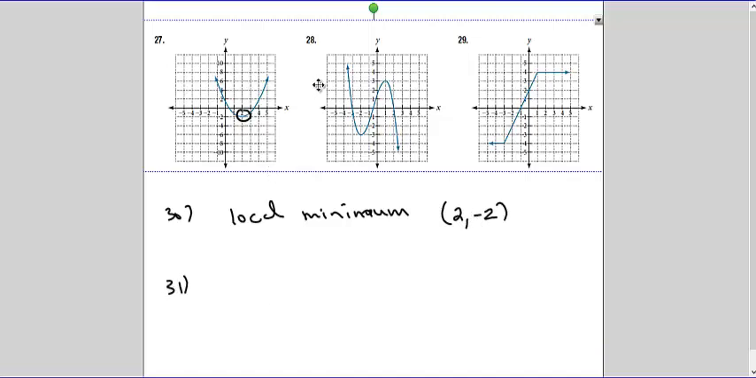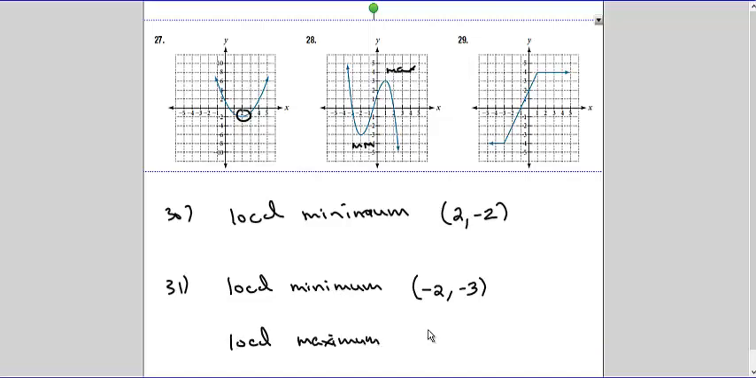31 is looking at this graph. You can see we've got a local minimum here and a local maximum there. So this is a min, this is a max. So we'll say the local minimum is going to be here at x equals negative 2, y equals negative 3, and we have a local maximum at this other point here, which is x equals 1, y equals 3. So again, you don't just give the x value, you give the x and y value.